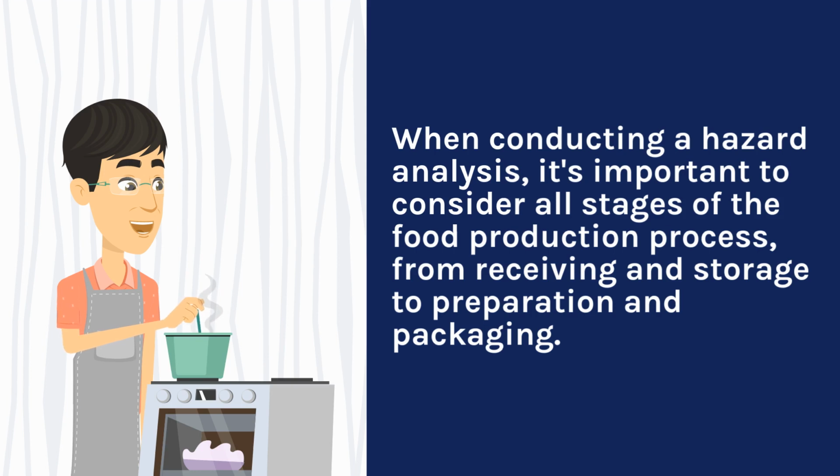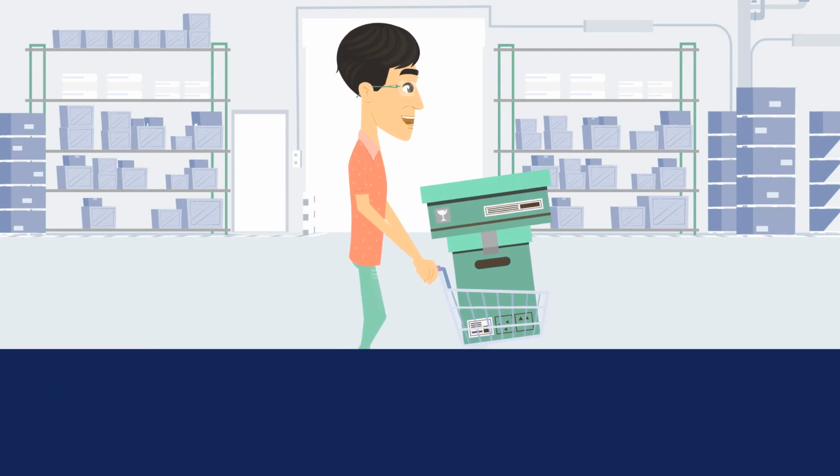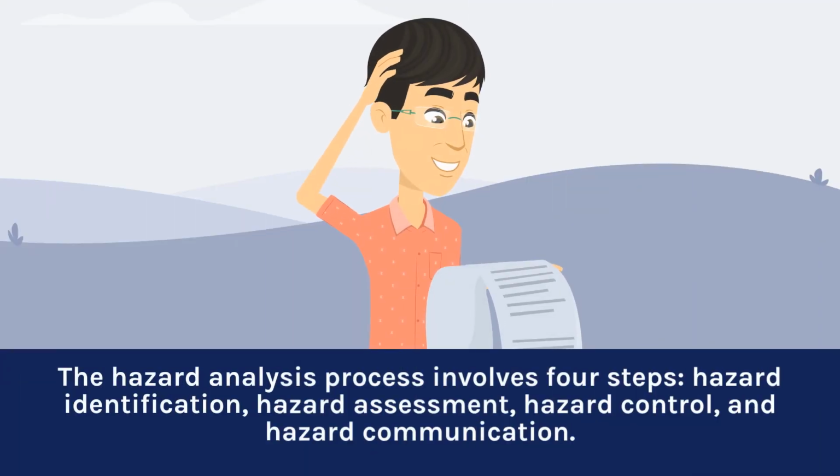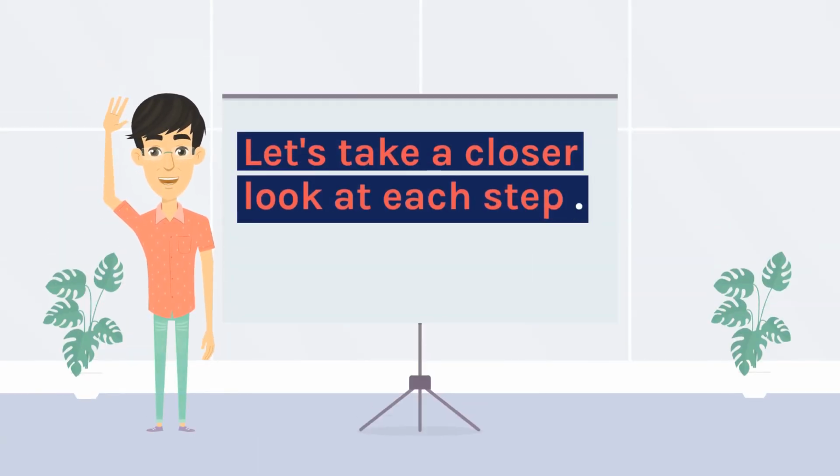When conducting a hazard analysis, it's important to consider all stages of the food production process, from receiving and storage to preparation and packaging. This includes evaluating the raw materials and ingredients used in production and the equipment and facilities used. The hazard analysis process involves 4 steps: hazard identification, hazard assessment, hazard control, and hazard communication. Let's take a closer look at each step.